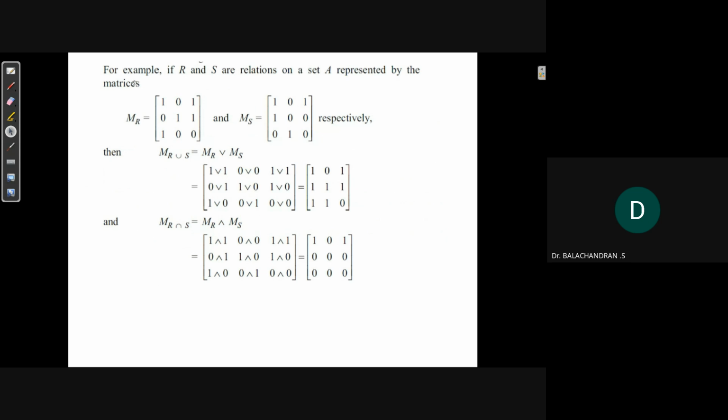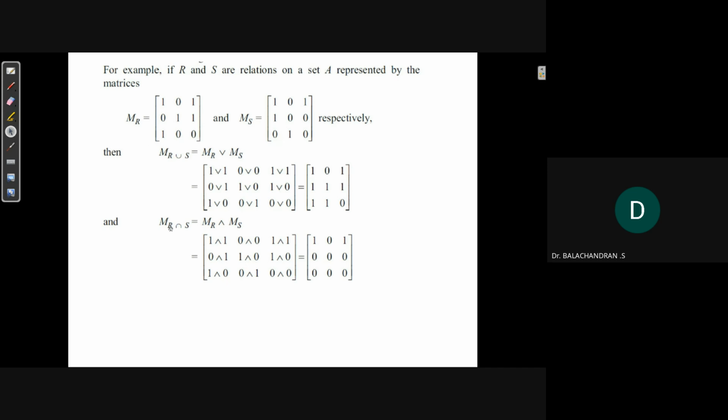Now you can see the example. R and S are relations on a set A represented by the matrices MR and MS. We need to find MR union S. That is the matrix representing R union S, which is MR join MS. MR join MS means just correspondingly you can add, like 1 plus 0 is 1. But don't put 1 plus 1 is 2; 1 join 1 is 1 only. 1 join 0 is 1, 0 join 1 is 1, 0 join 0 is 0.